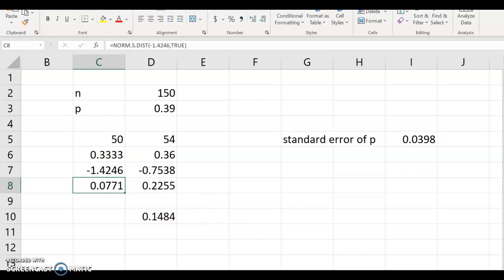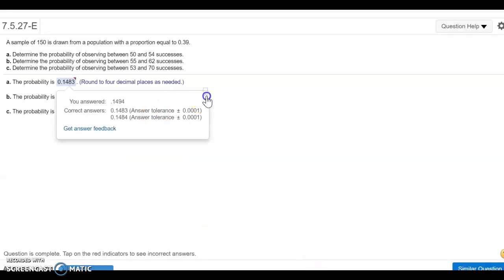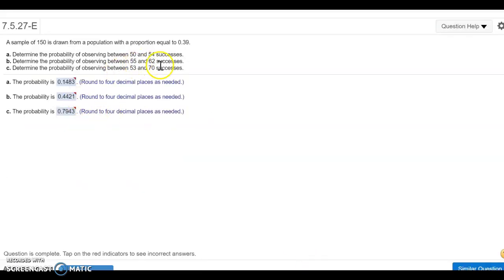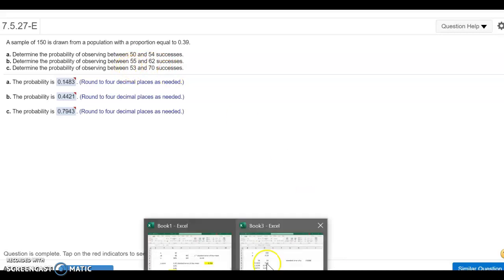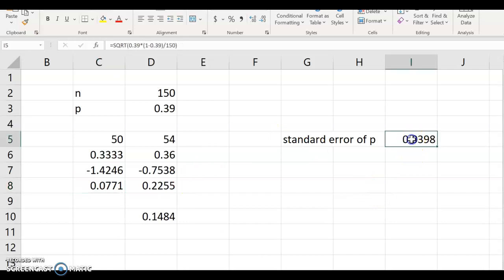Okay, and you're going to do the other two the same way. You're going to do 55 and 62, 53 and 70. You're going to work it the same way. Your standard error of the proportion is going to be this, but your z-score would change, and of course your probabilities would change.